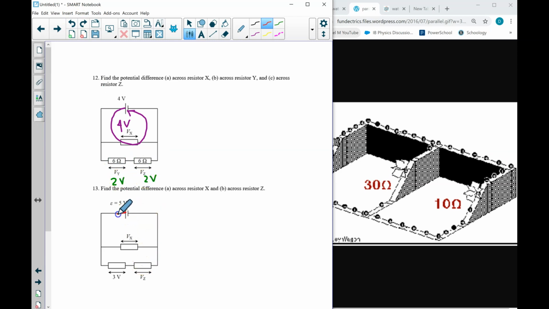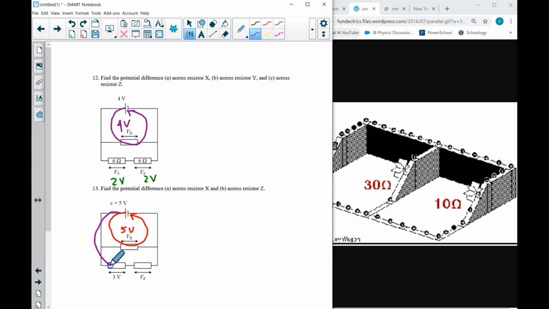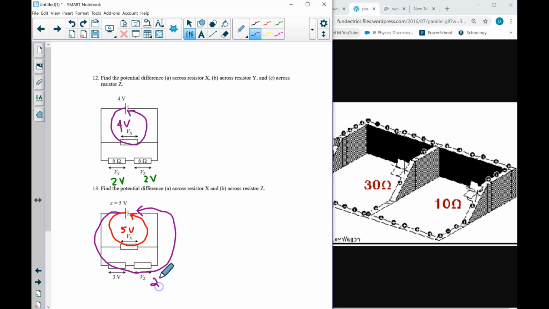Final one, you gain 5 in the battery, you have to lose that 5 right here. Did we already do this? And then if you draw the other loop, you gain 5 in the battery, you lose 3 here, so you would have to lose the remaining 2 right there. And that's how you solve these problems.